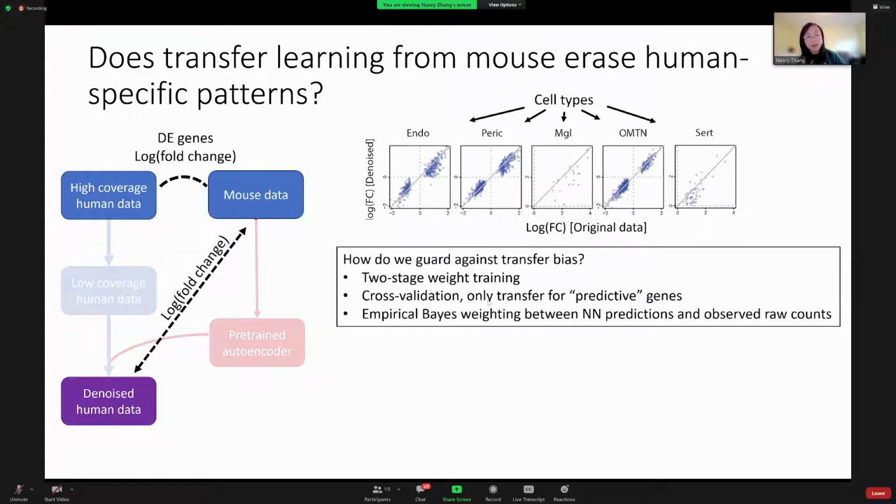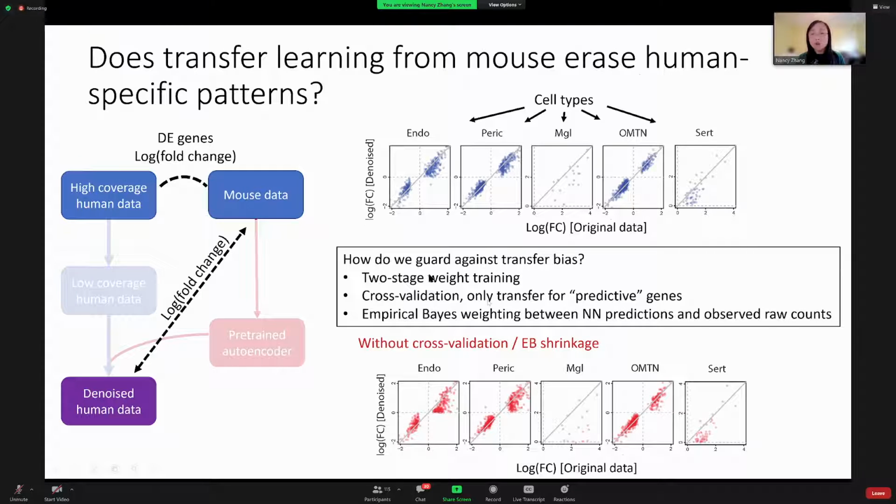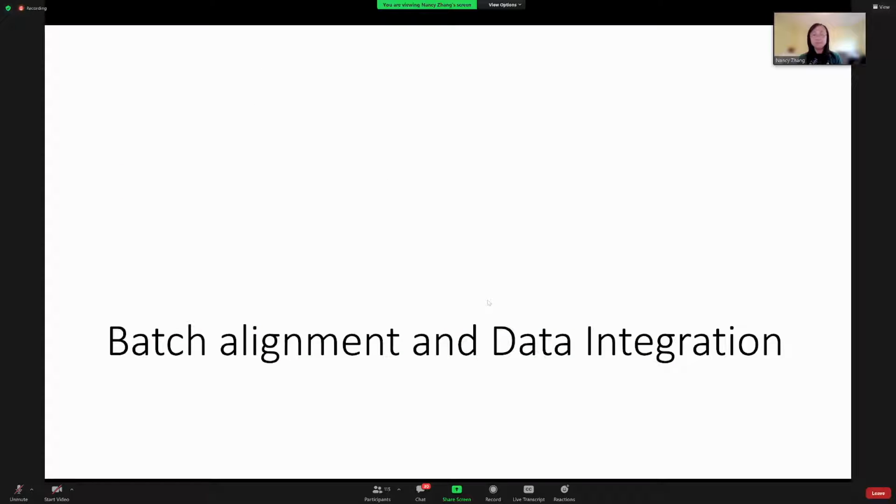Well, there are 3 things that we did that we thought were important. First is that we did a 2-stage weight training. Obviously, you have to fine-tune the weights again on the human data after you train on mouse. That is a no-brainer. But then there's also that cross-validation step I told you about, and the empirical-based weighting step that follows. Now, if you were to remove those 2 steps from the algorithm, you see that the plots don't look as great. In fact, there is an enrichment of points at the x-axis, which is basically a dampening of the differential expression signal. So it is important when you do transfer learning. The devil is in the details. You don't want to introduce bias.